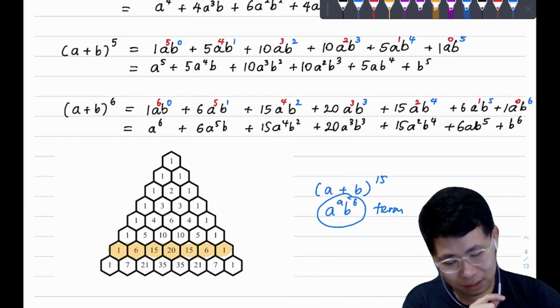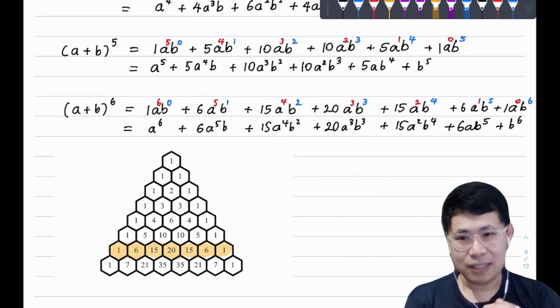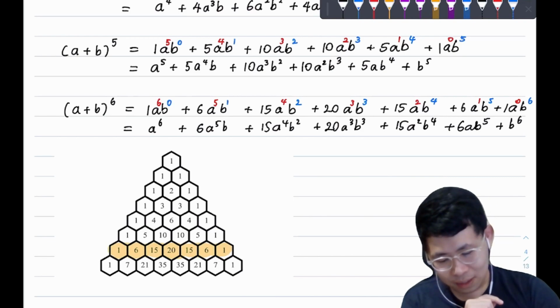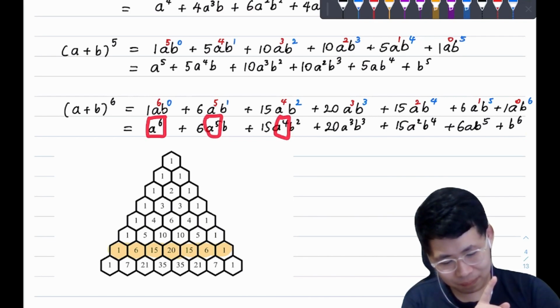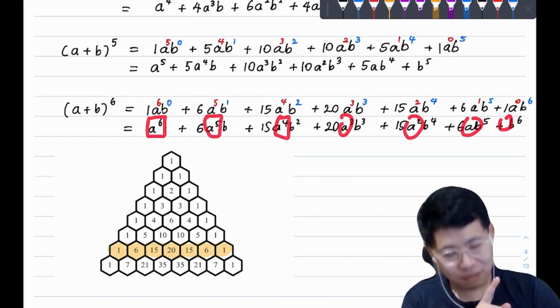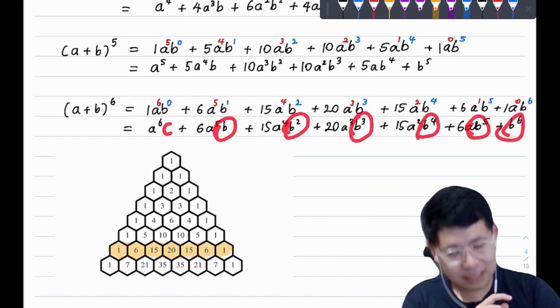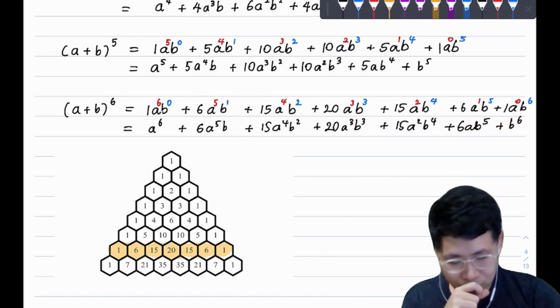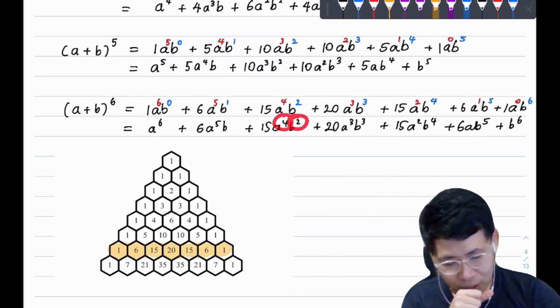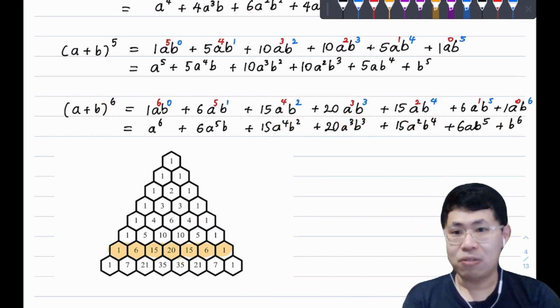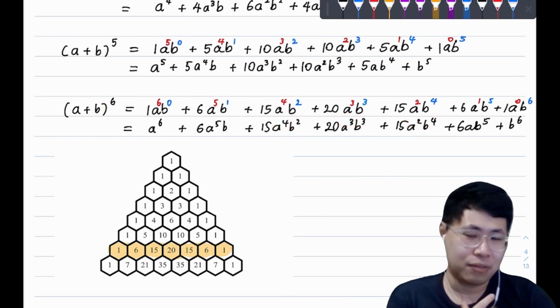Let's observe whatever is going on over here. First, let's take a look at the trends that we see. The first thing to observe: the power is descending for A. The next one, the power is ascending for B. And if you take a look at the powers, 4 and 2, 3 and 3, 2 and 4, they add up to the main power of the expansion. They add up to 6 over here.